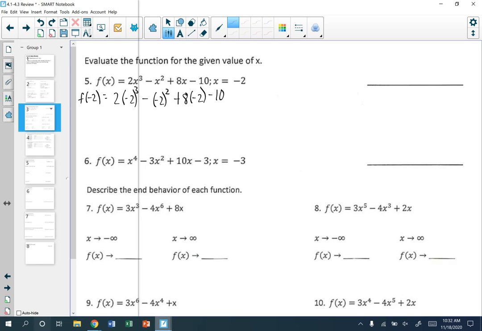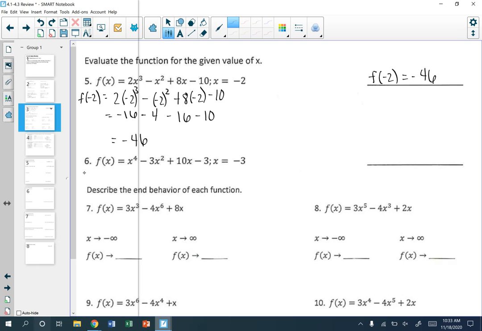2 times negative 2 cubed gives me negative 16, minus negative 2 squared is 4, plus, and actually this is going to be a subtract, right? 8 times 2 is 16, sorry. And then minus 10. And that gives me negative 46. So f of negative 2 equals negative 46.